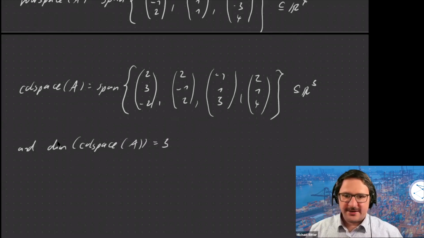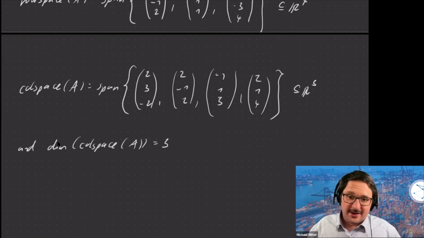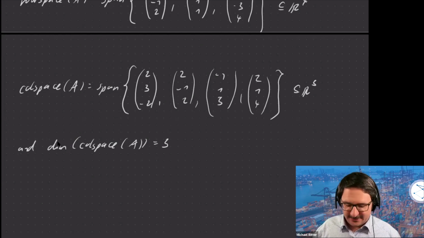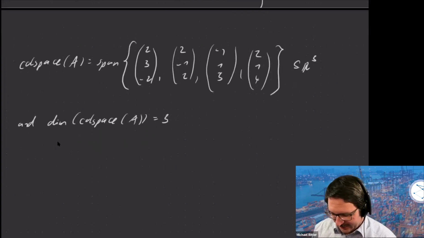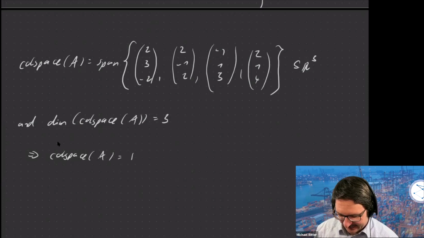So the column space is a 3-dimensional subspace of R^3, which is itself a 3-dimensional space. And that can only mean one thing. That can only mean the column space is equal to R^3, right? There is no smaller 3-dimensional subspace of that space because the dimensions agree. So what that means is the column space of A actually is R^3.